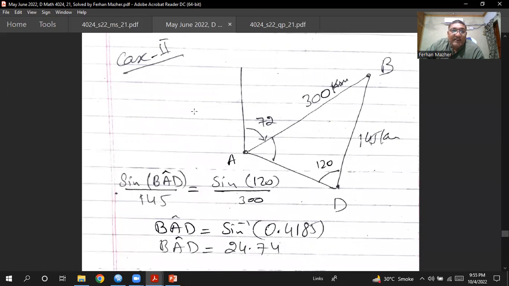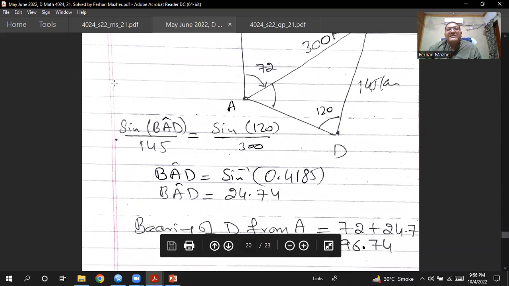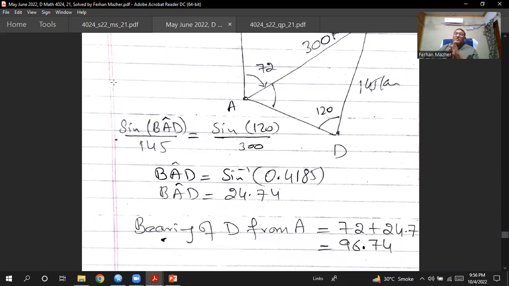The second possibility is that point D is on the south side of AB. So then you will get this diagram. I will do the same process again. I will try to find this angle, and that angle will be sine BAD divided by 145 equals sine 120 divided by 300.